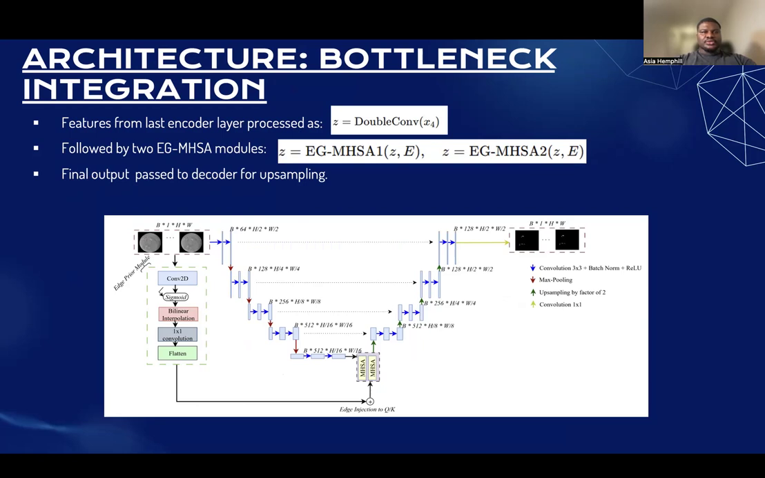Next, I'll discuss the bottleneck integration. Features from the last encoder layer are processed using a double convolution, and then it is followed by 2 edge-guided multi-head self-attention modules. And then the final output is passed to the decoder for upsampling.